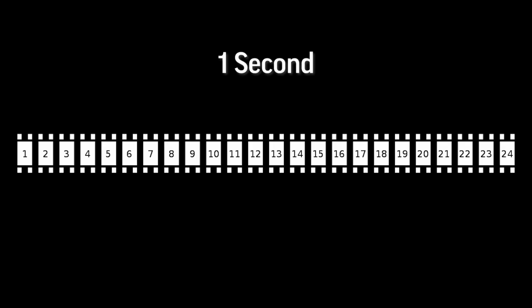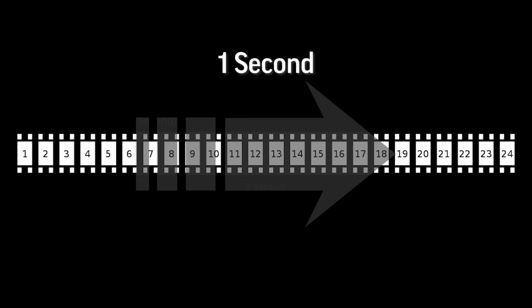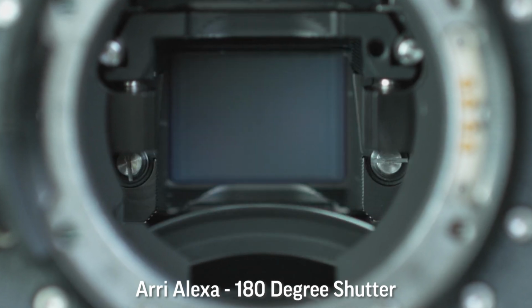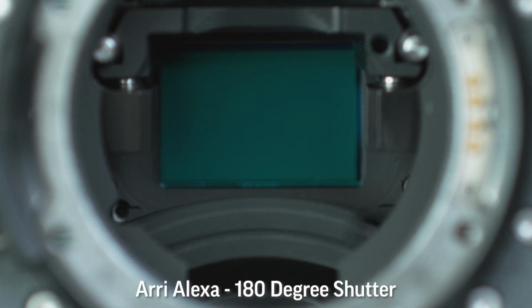And if you set your camera's frame rate to 24 frames per second, then your shutter will be open for 1/48th of a second 24 times per second. Simple maths then informs you your shutter will be open for half the time and closed half the time.